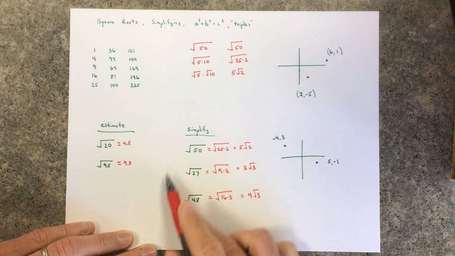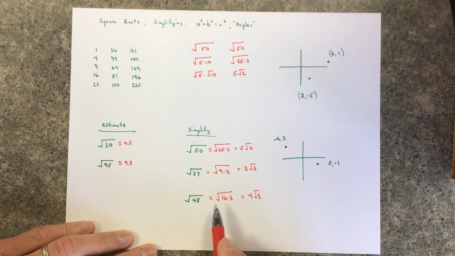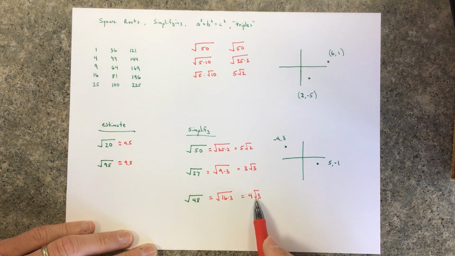Again, this is how you simplify square roots. If you pick out the biggest perfect square, this is always really just a two-step process. Factor the number, and then evaluate the big square root.